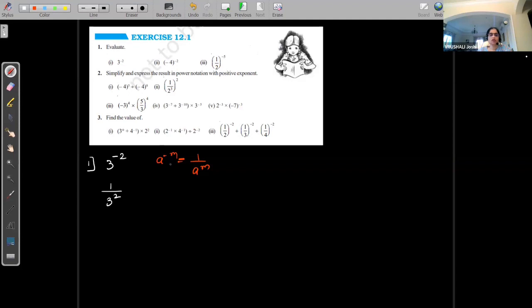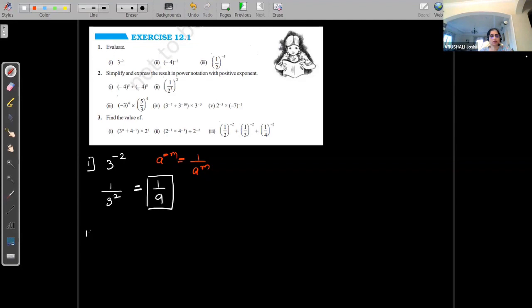3 to the power minus 2 is equal to, which law will you use here? We will use a to the power minus m is equal to 1 by a to the power m, correct? Like that, this will become 1 by 3 to the power 2. This will become 1 by 9. This is your final answer. Correct? Everybody getting it?